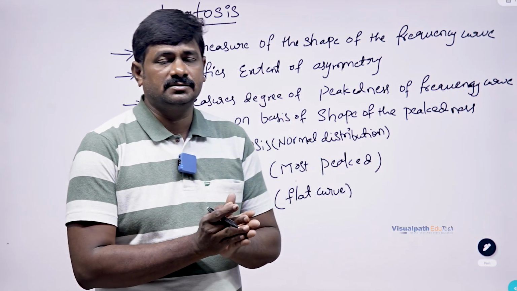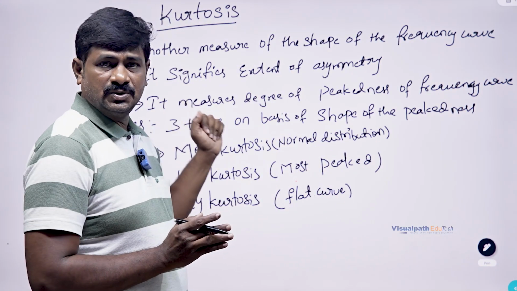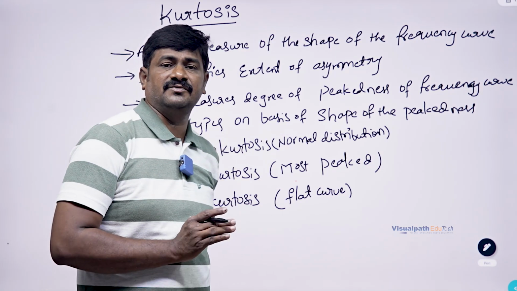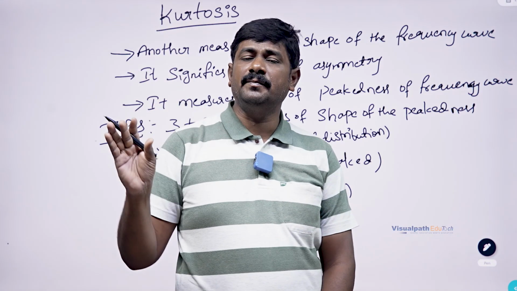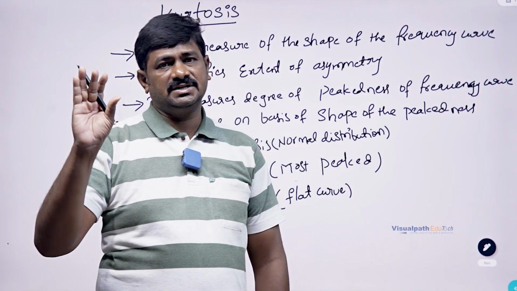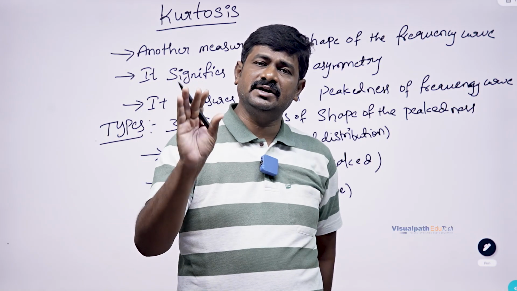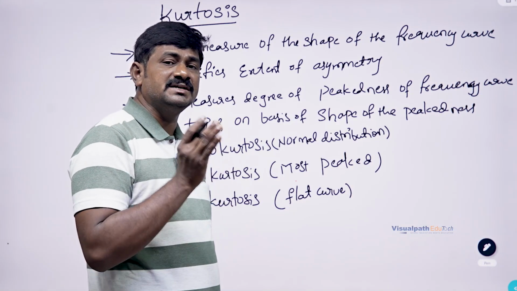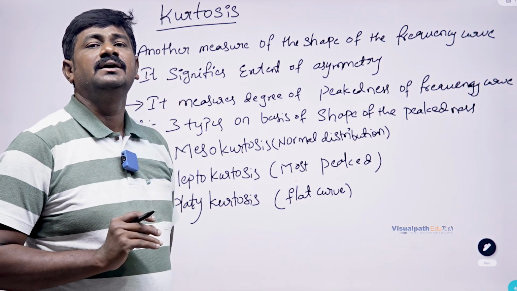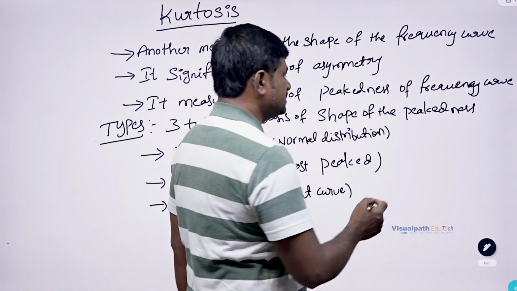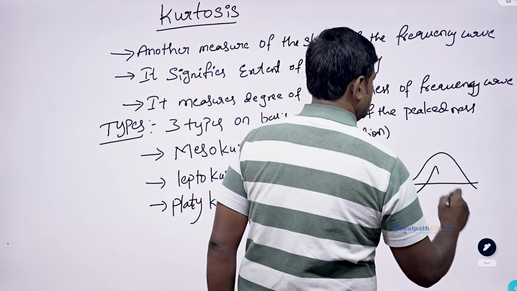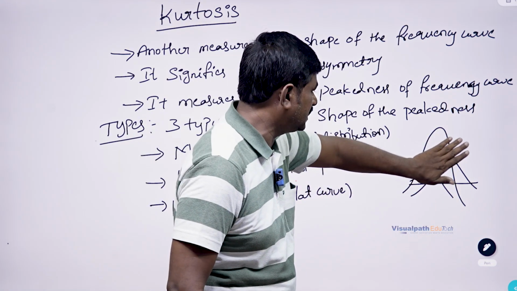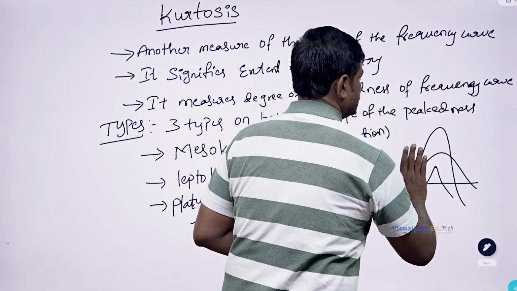So here one more concept related to skewness, that is kurtosis. What is that? This is another measure of the shape of the frequency curve. How much skewed, either positively or negatively, the distribution is, we got from the skewness measures. Kurtosis is also one of the measures to find out the curve nature of the frequency distribution. So how the frequency is distributed, it may be distributed like this, like this. So here we are going to discuss kurtosis.